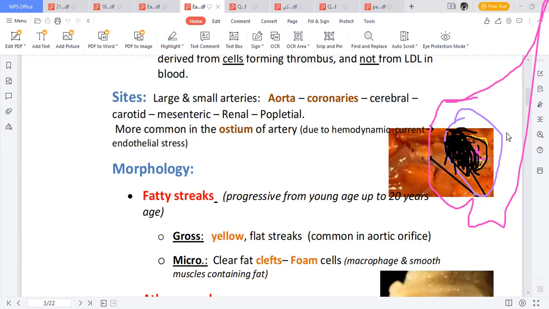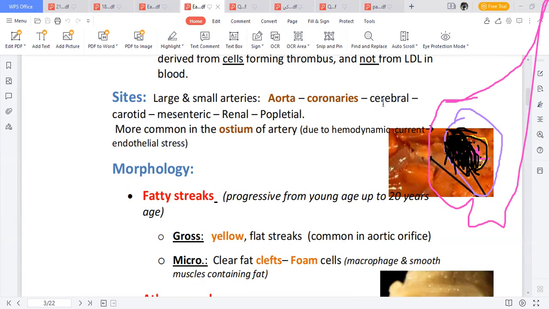So now the sites. What are the commonest sites for atherosclerosis? Remember, we said they affect the large arteries and small arteries. Number one is the aorta and the coronary arteries, as well as the cerebral arteries, carotid arteries, mesenteric artery, renal artery, and the popliteal arteries. These are the commonest, but the aorta and the coronary arteries are the most common sites for atheromatous plaque. If it is in the coronary arteries, it means the heart will be starved of blood. Cerebral, meaning the brain, you're going to have a stroke.